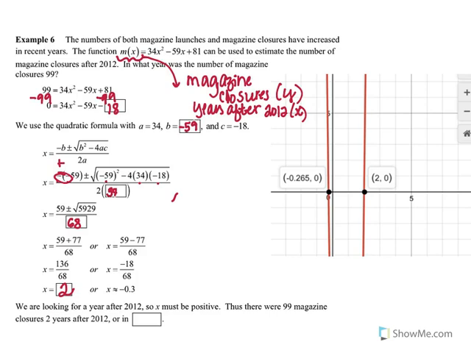Well, since our x value represents the number of years after 2012, it doesn't make sense for our years to be negative, so we can ignore the negative value. So the number of years after 2012 is 2, which would give us the year 2014, when there would be about 99 closures during that year. I can see when I graph that I end up with both the negative value, which doesn't make sense in the context of the problem, and the positive value to help us. And now you can successfully complete the second part using the quadratic formula in our lesson.